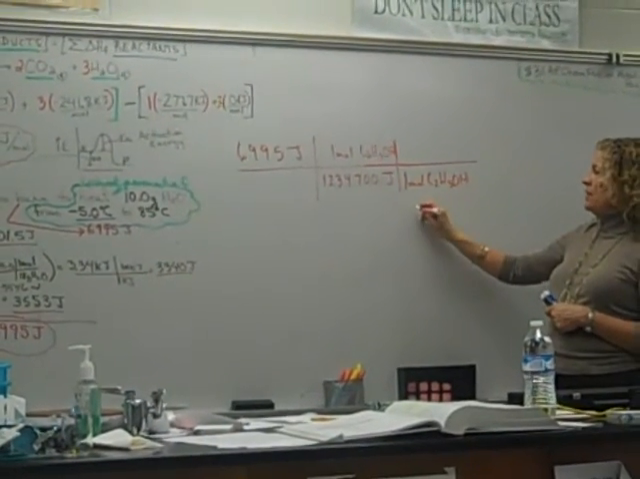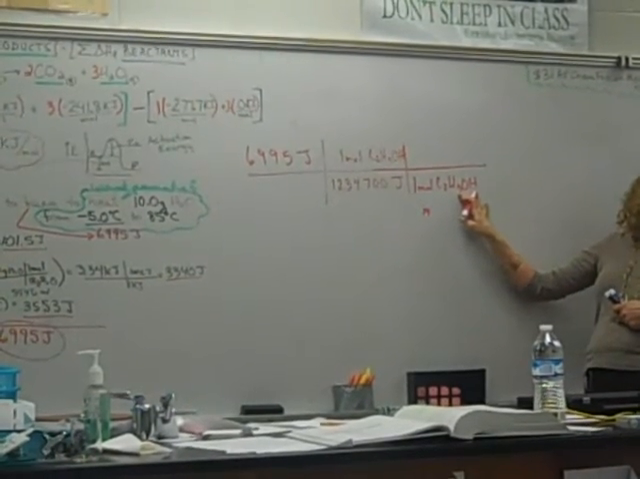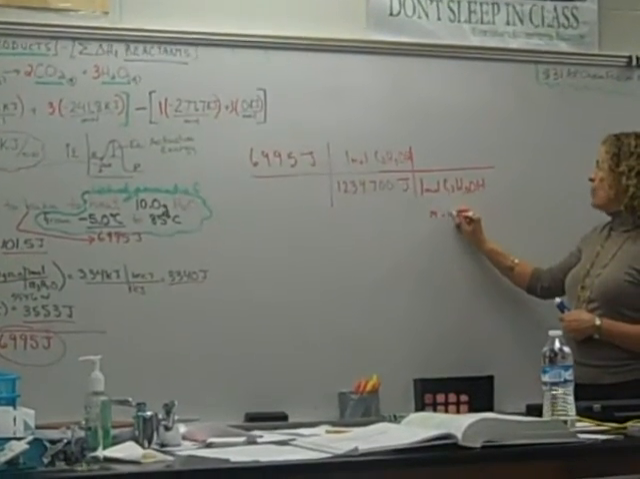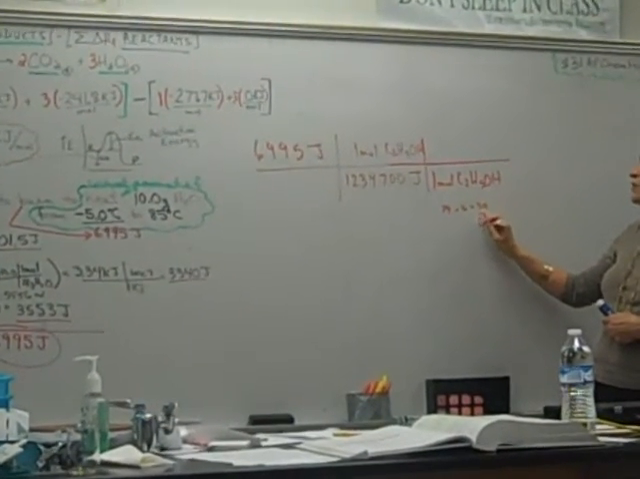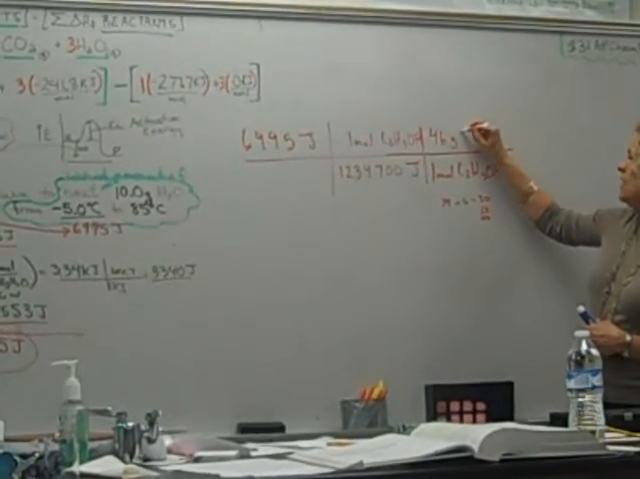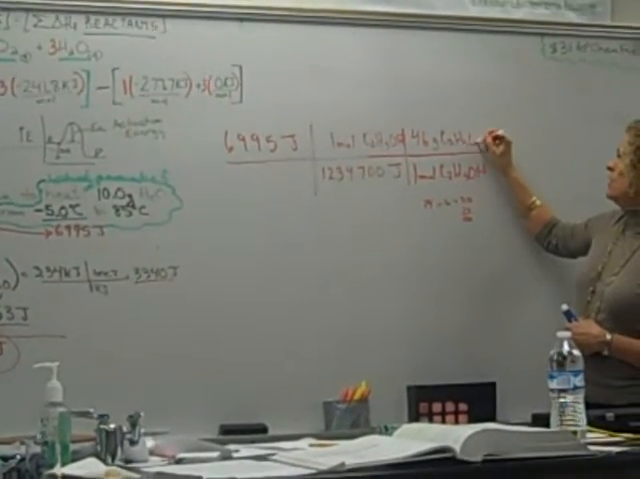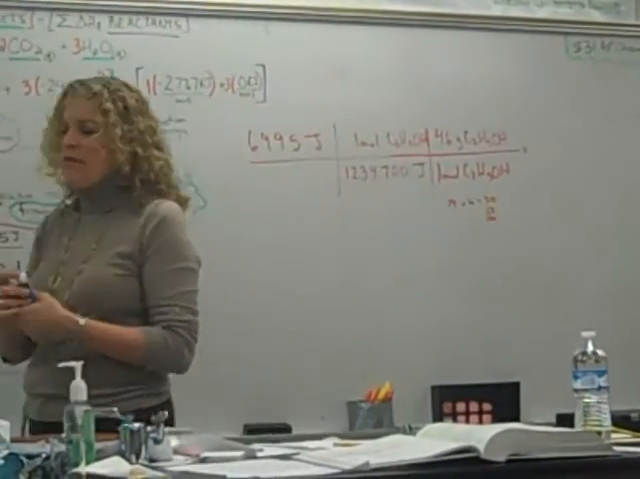We've got 2 carbons, that's 24. We've got a total of 6 hydrogens. So now we're up to 30, and then we're going to add our oxygen in, that's 16, so it's 46. 46 grams is the molar mass of this ethanol. So now let's do that math.